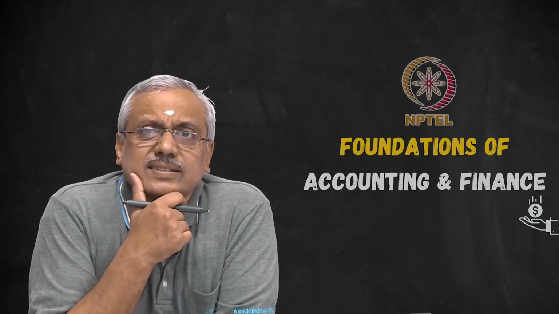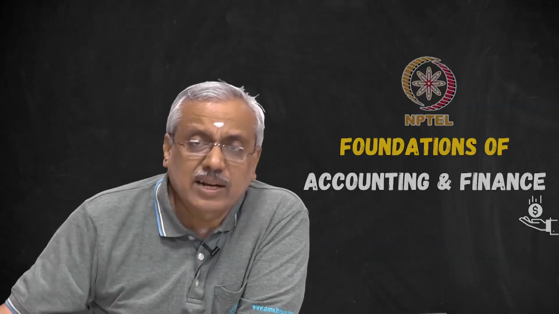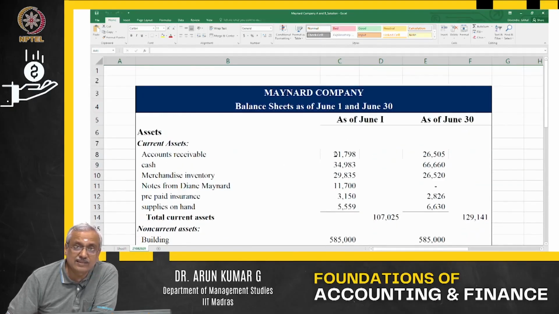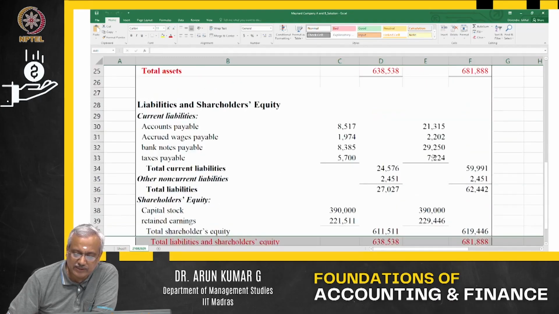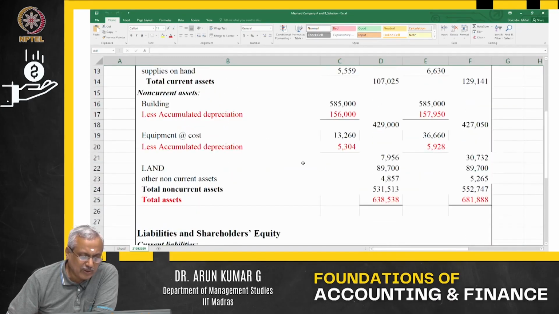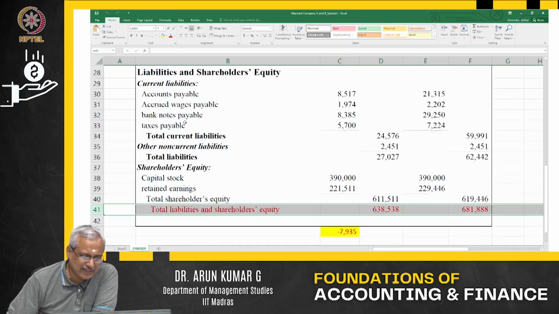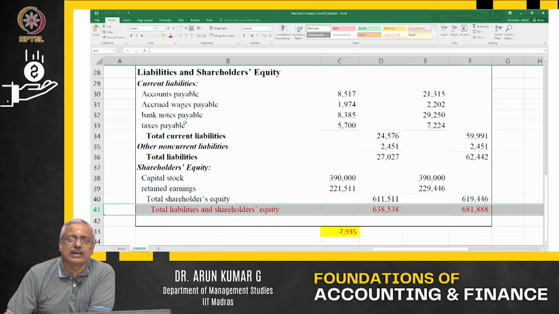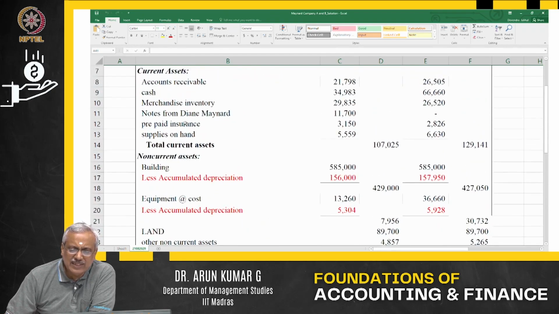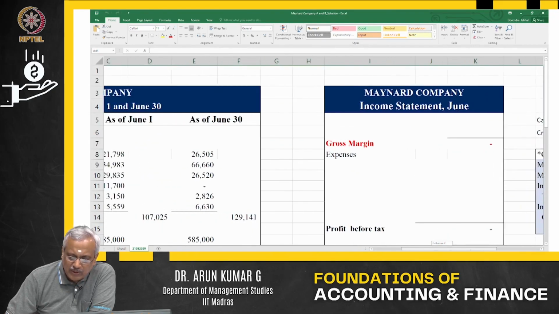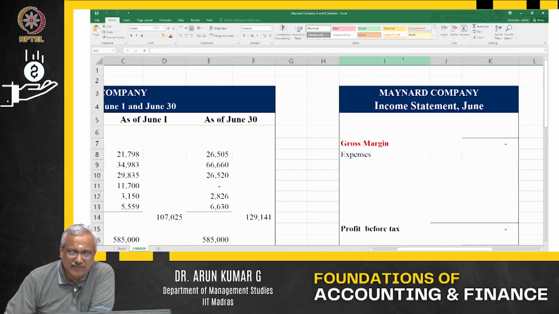In the last session, we worked on solving Maynard Company A, wherein we prepared the two balance sheets, the opening and the closing, that is the 1st of June balance sheet as well as the 30th of June balance sheet. And we explained the different classifications in the assets, the current asset, the non-current asset, the different classifications in the liabilities, the current liability, the non-current liability, and so forth. Then we said, based on this, we will solve Maynard Company B, which has to do with the income and expenditure statement. That is where we stopped in the last class, if I am not wrong.